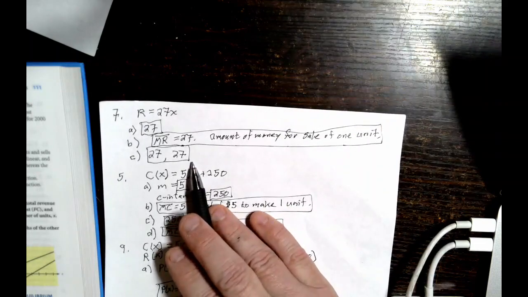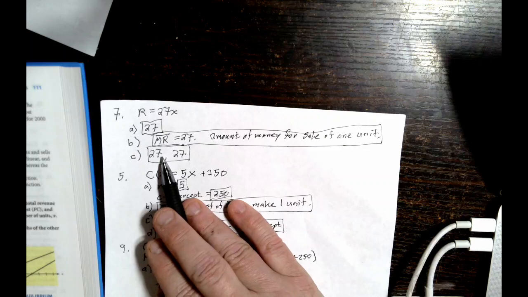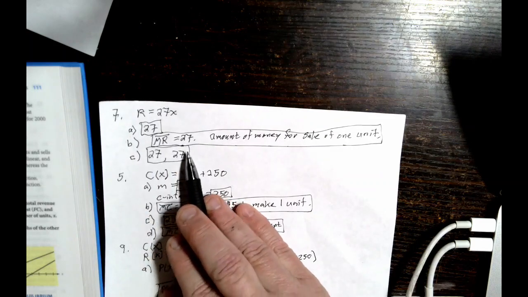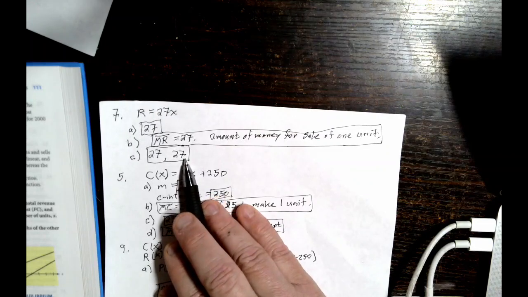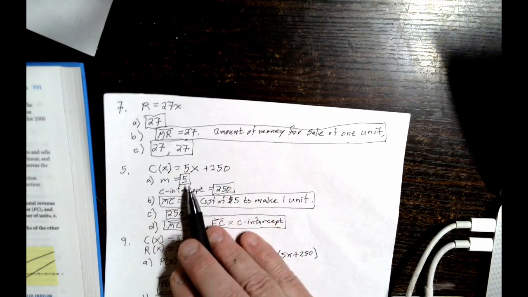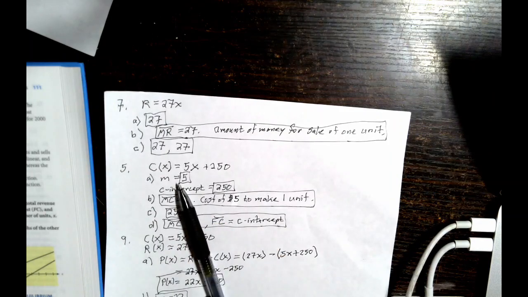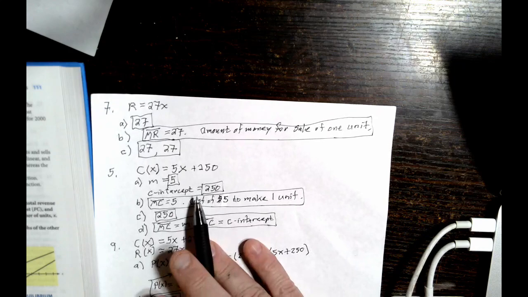And then C, what's the revenue received from selling one item more than 50? Well, the 51st item costs $27. And what if you sold 100? What is the price of the next one? Well, it's $27 more. It doesn't matter where it is. It will always add up the same way every time.